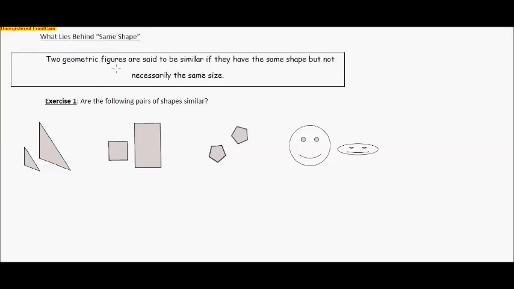It says two geometric figures are said to be similar if they have the same shape but not necessarily the same size. And all the transformations that we've worked with so far have preserved the shape and the size of the objects. And we said if that happens, if you do a reflection, a translation, or a rotation, they are the same size and the same shape, and we said that those two shapes would be congruent.